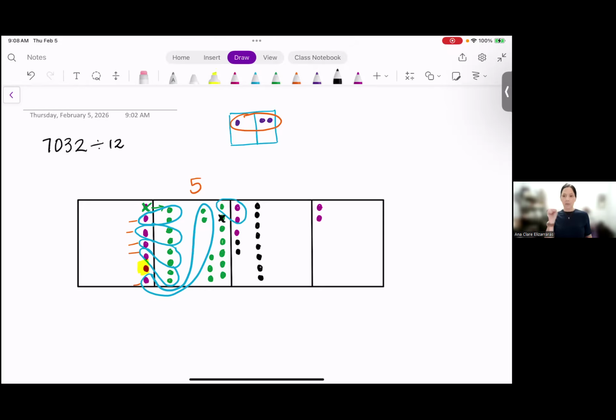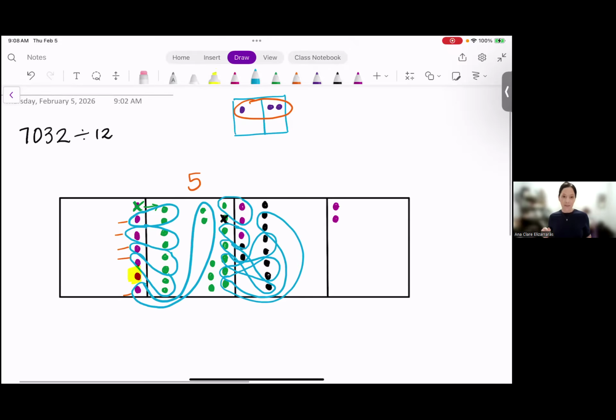And now I'm able to do another group of 1, 2. So I have a group of 1, 2 here. I have a group of 1, 2 here. And now I get into crossing over. So I have another group of 1, 2 here. I have another group of 1, 2 here. And I have another group of 1, 2 here. See how messy it gets? Okay, that's pretty messy. So right now, I have 1 dot left on the right and 3 dots left on the left.